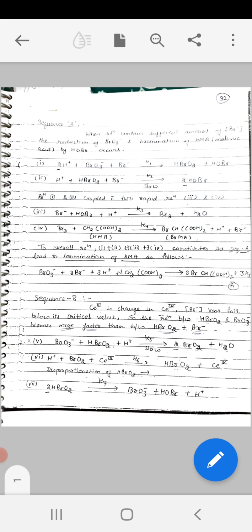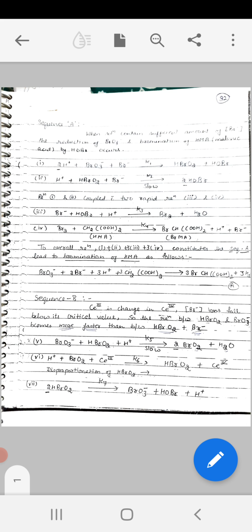With this we started the reaction, and then we saw the different sequences in which the reaction can take place. In sequence A, which contains a sufficient amount of bromide, the reduction of bromate and bromination of malonic acid by HBrO2 occurs by different methods. Similarly, in sequence B, cerium 3 is changed into cerium 4. Bromide ions fall below their critical value, so the reaction between bromate and HBrO2 becomes faster than that between HBrO2 and bromine.